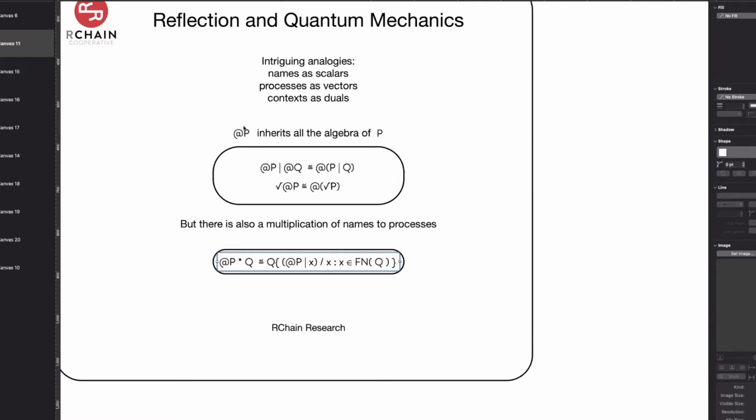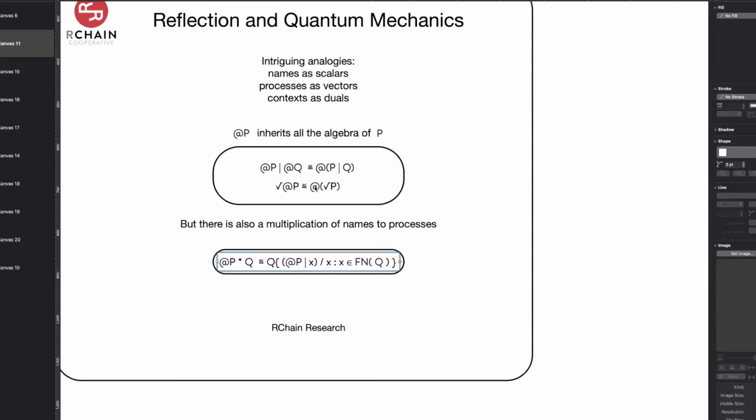So obviously, names inherit all the algebra of processes. So in particular, we can define things like the parallel composition of names, right? That's just the parallel composition of the processes they quote, and then take the name of that. And this extends to complex operations, because the square root is well defined on processes. So I've given a definition of the square root, and so we can define the square root of a name to be just the name of the square root of the process that it quotes, right? So that's the point of these two equations here.